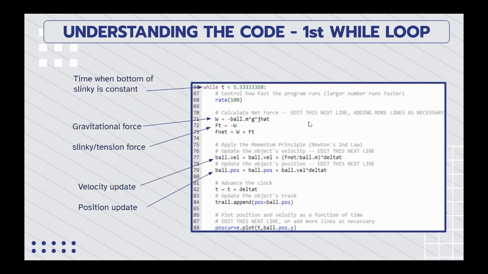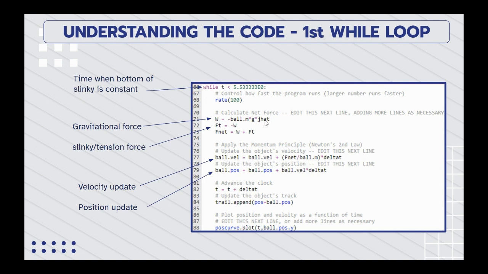And so the code is going to be separated into two loops. The first loop is while the bottom of the slinky is still constant, while it's still stationary, where the net force is 0 because it's stationary. And the second loop will be when the slinky is falling down, thus then it's not constant anymore.